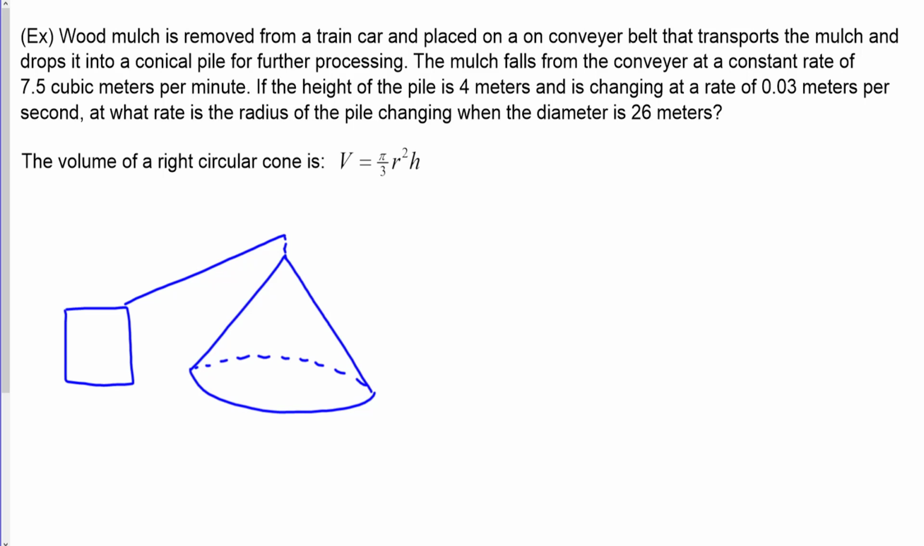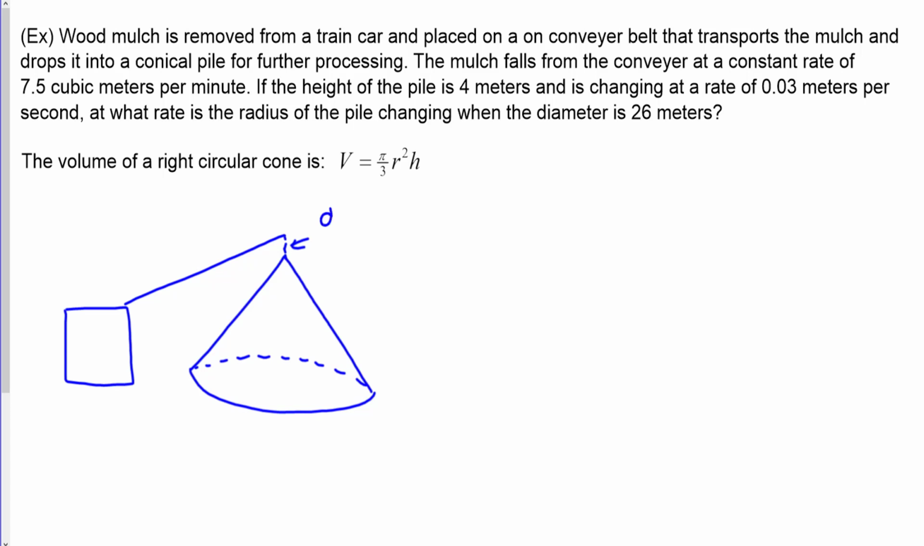So let's start looking at the information that's given to us. All right, so the mulch is falling from the conveyor at a constant rate of 7.5 cubic meters per minute. So these little dots right here, which represent mulch coming off the conveyor, that's falling at a rate, which means it's a derivative, 7.5 cubic meters per minute. And the clues here, first off, that it's a rate. Second, that it is cubic meters, which is a volume.